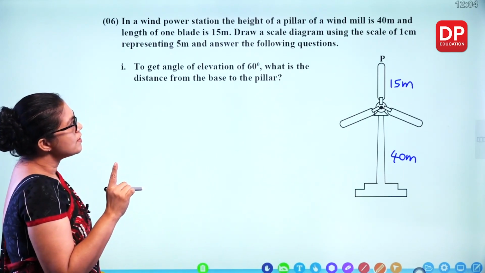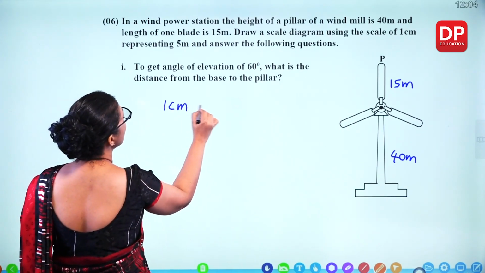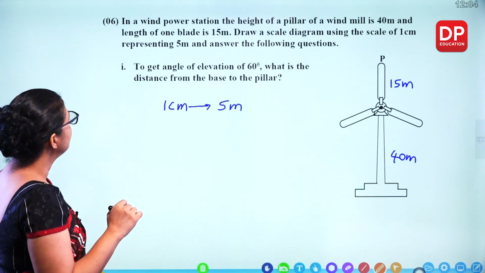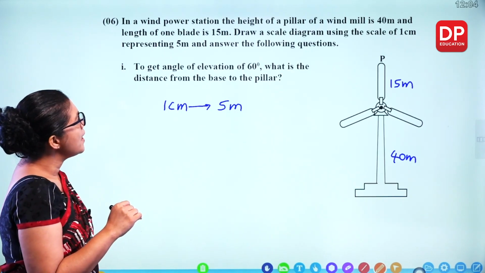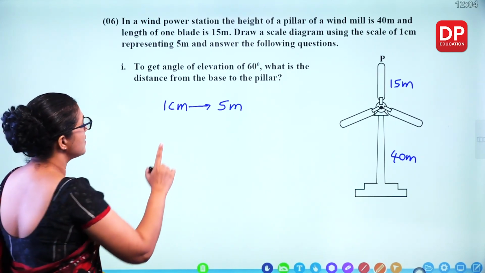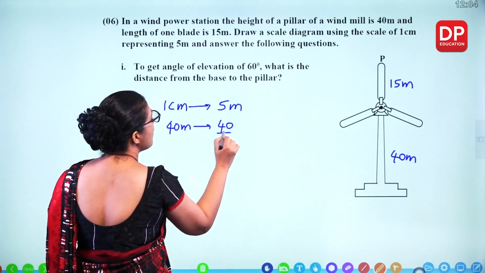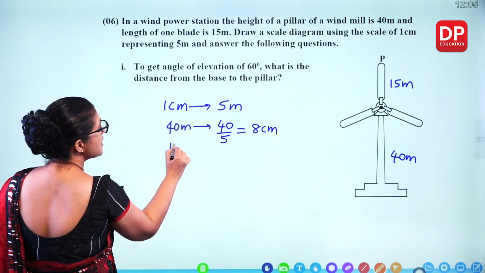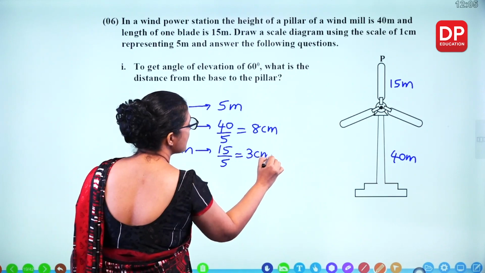Draw a scale diagram using the scale of 1 centimeter represents 5 meters. And answer the following questions. To get angle of elevation of 60, what is the distance from the base to the pillar? So if this is 1 centimeter, 5 meters. So 40 meters means you have to take 40 divided by 5, 8 centimeters height, and 15 meters means 15 divided by 5, that's 3 centimeters.